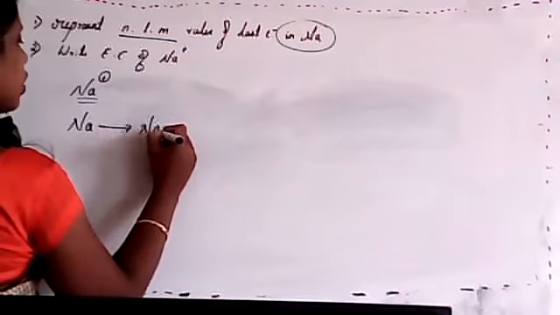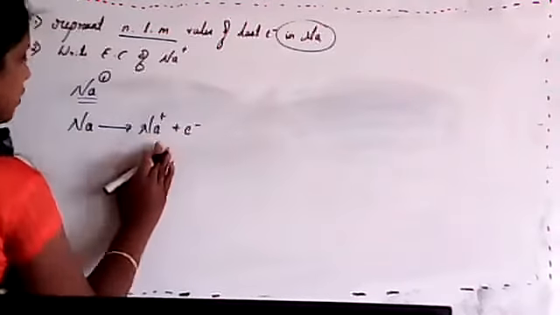So the next question is, write the electronic configuration of Na+. The question is about Na+. What do you mean by plus charge, students? Gain of electron or loss of electron? So there is a positivity. That means loss of electron, isn't it? One electron is lost by sodium. That means Na lost one electron, so that's why it becomes positively charged.